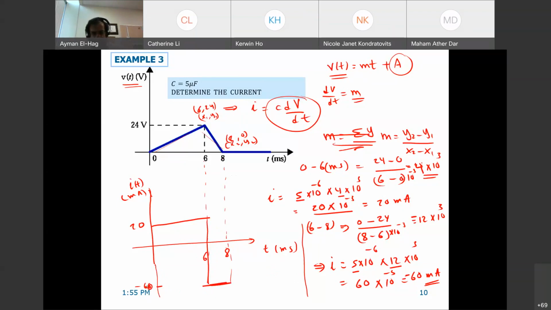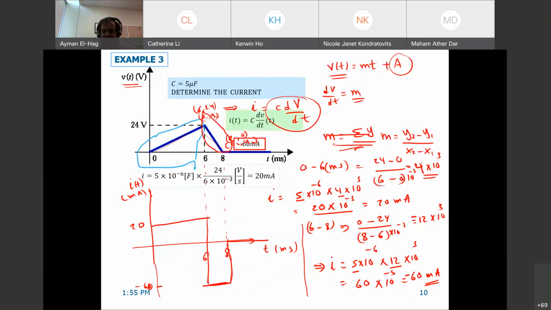Okay, and then everything is 0, so everything will be good. This is how the current will look like. So this is minus 12, and here it is minus 60 milliamps.